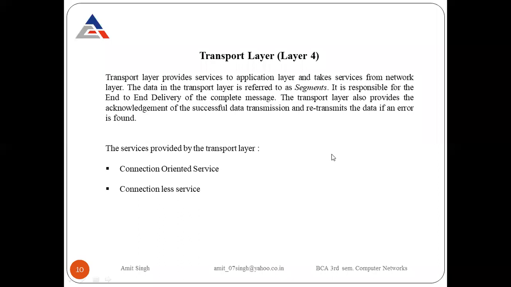The services provided by the transport layer are connection-oriented services and connectionless services. What is the difference between connection-oriented and connectionless? Connection-oriented means a particular connection is made between the sender and the receiver before the communication can happen. In the case of connectionless services, no dedicated connection is made between the sender and the receiver, and they can directly send the message between the two systems.